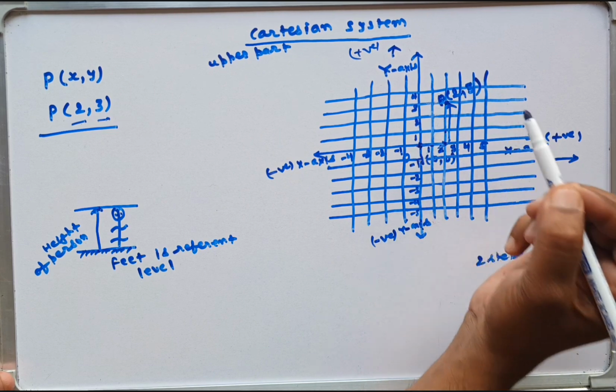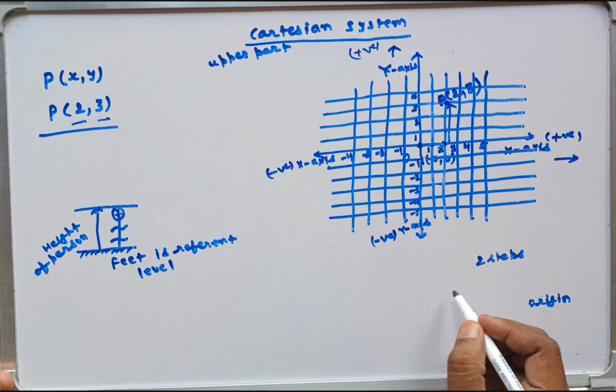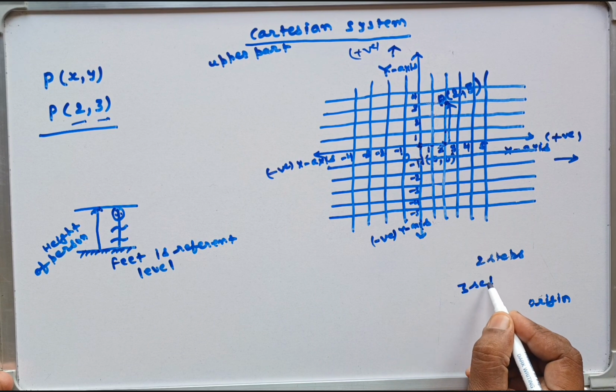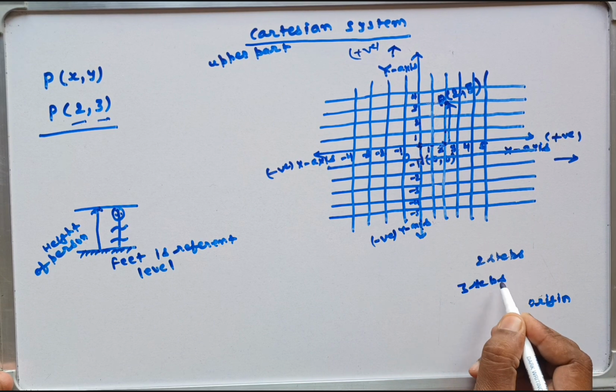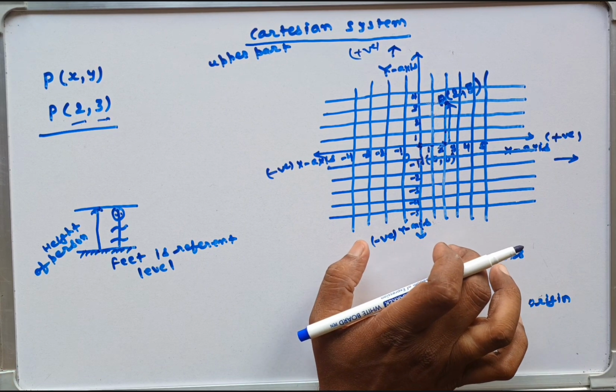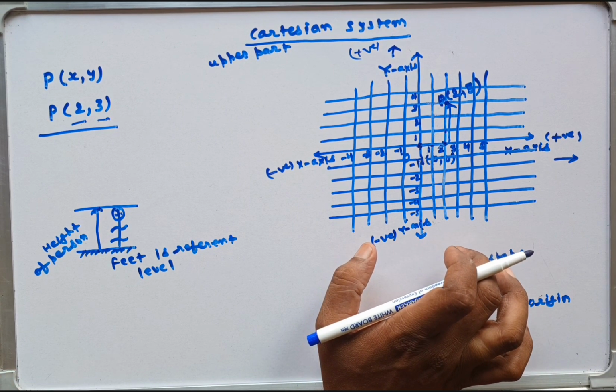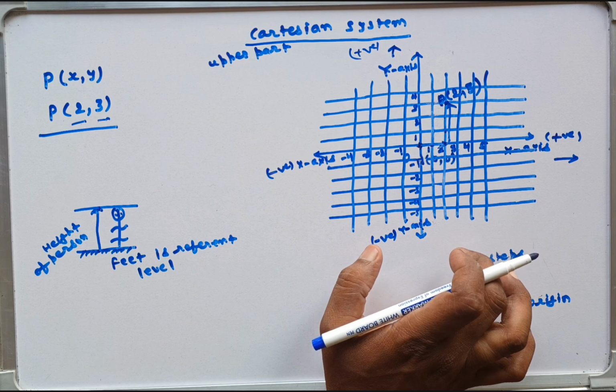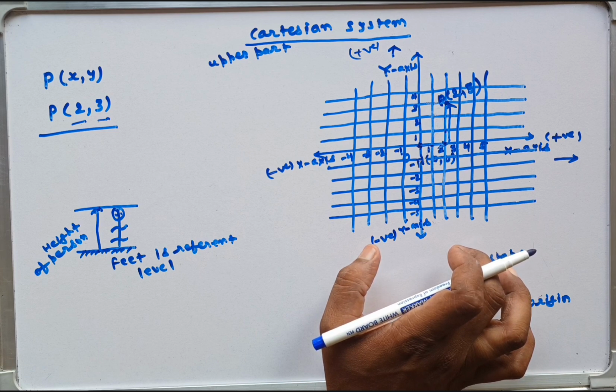Okay guys, this is the way you can represent a point on a graph paper by forming a grid. The elements of the grid are squares.